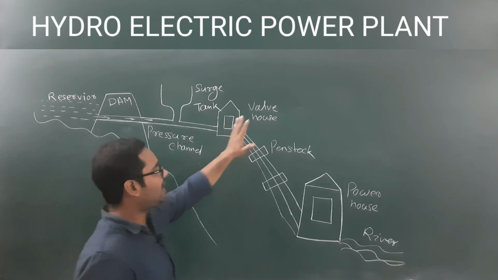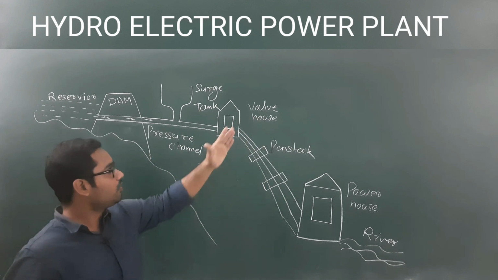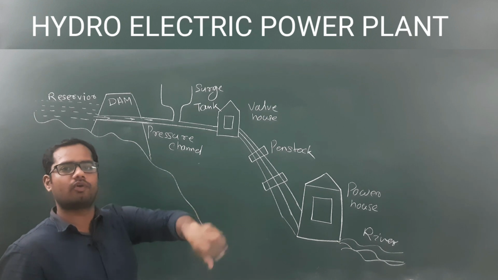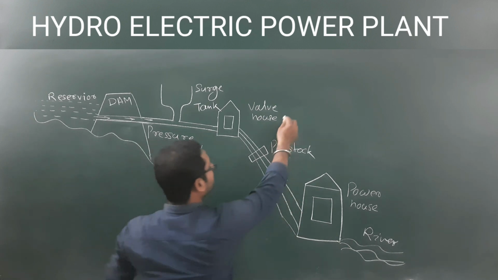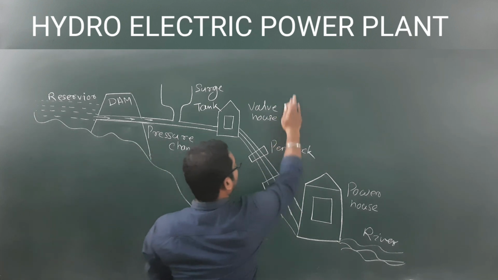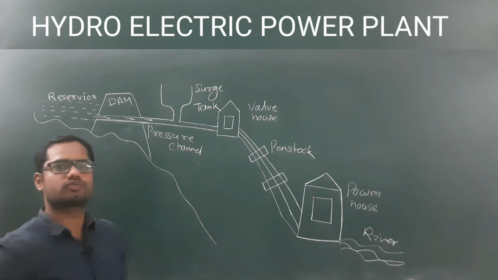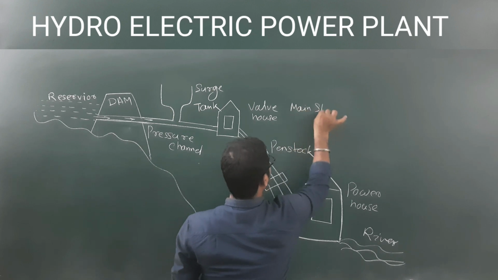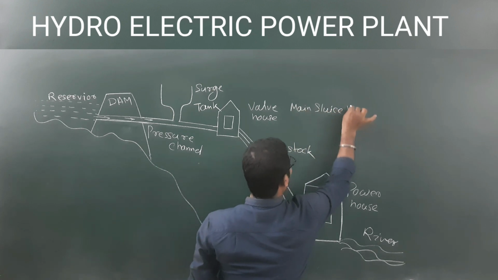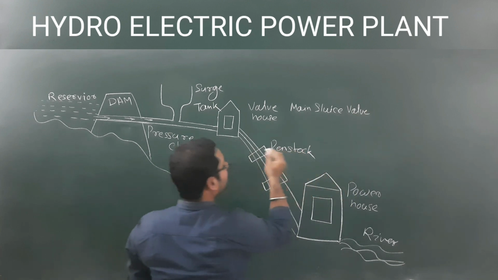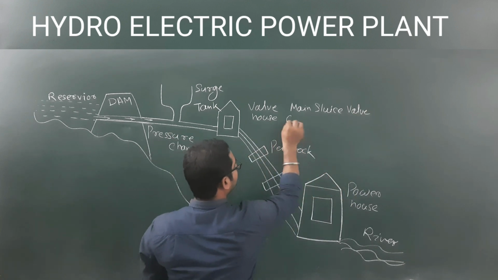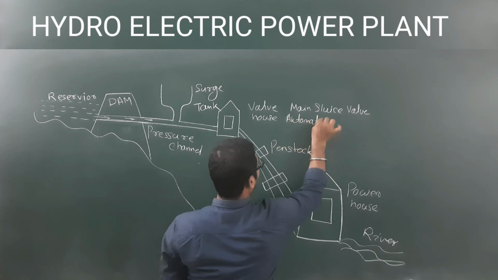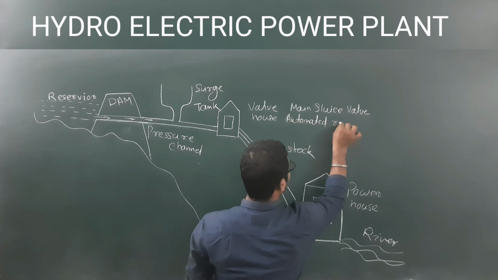In the valve house, valves are there like taps, where you regulate the flow of water. In the valve house, there is your main sluice valve, or what is called an automated regulated valve.